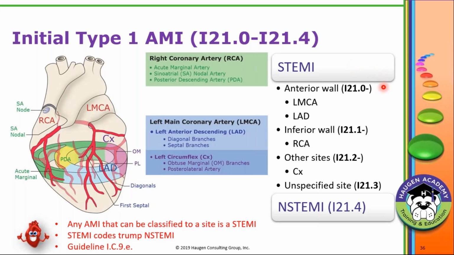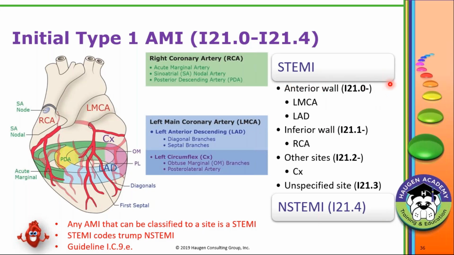And usually based off of an EKG, they can tell you which heart wall was affected. If they take the patient to the cath lab and do some coronary angiography, they can usually get that all the way down to the specific artery. So if the patient had a cardiac cath, you should be able to localize this to the artery and not be using the unspecified or the other specified wall.